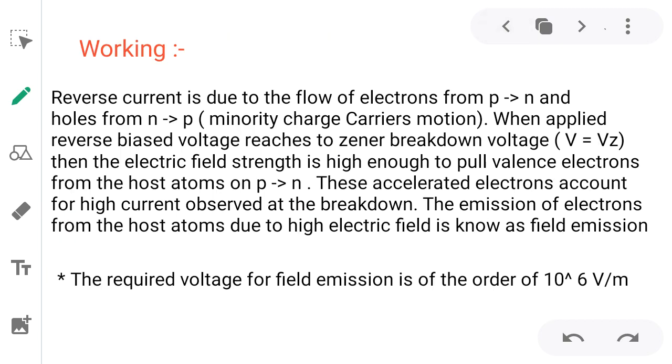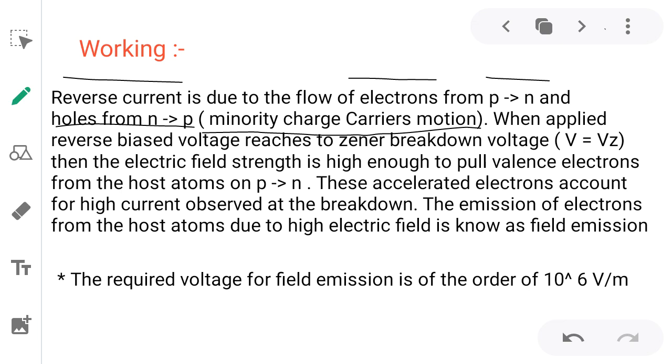Before this working, the reverse current is due to the flow of electrons from P to N and holes from N to P. Fine. Reverse bias means minority charge carriers are movable. At the P side, minority carriers are electrons, so they move from P to N. Same thing in the N type, holes are minority, they move from N to P.